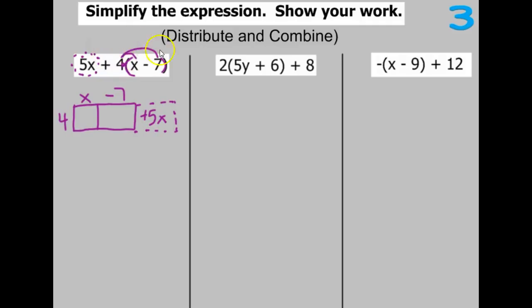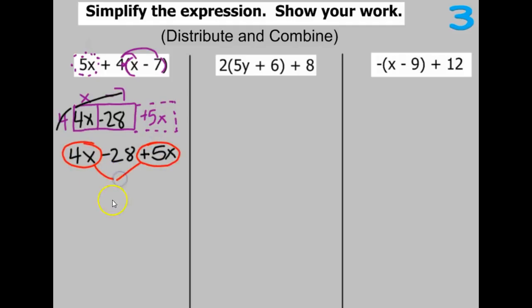They don't get that multiplication. They don't get multiplied by 4. 4 times x is just 4x. 4 times negative 7 is negative 28. So we're done multiplying. We have 4x minus 28 plus 5x. So combining our like terms, we have more than one term with an x. 4 plus 5 is 9, with 9x. And then minus 28.